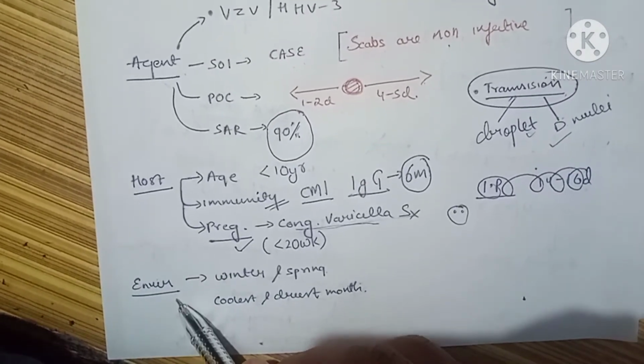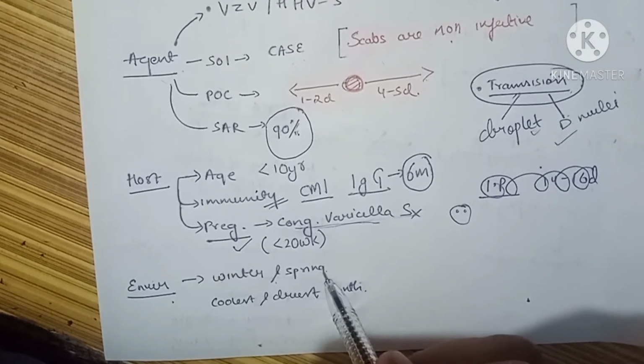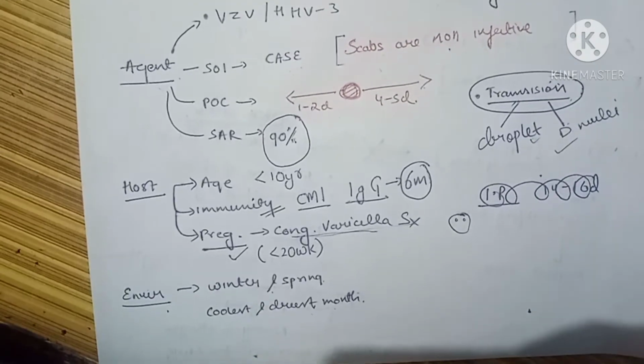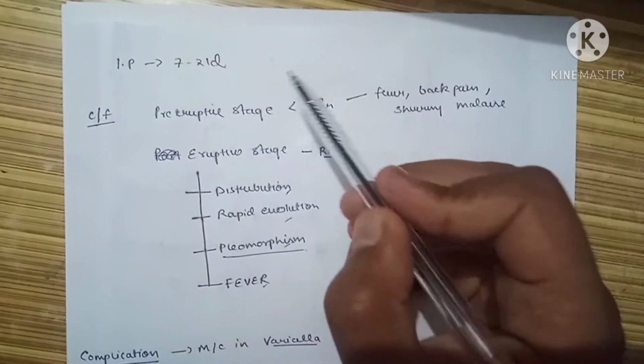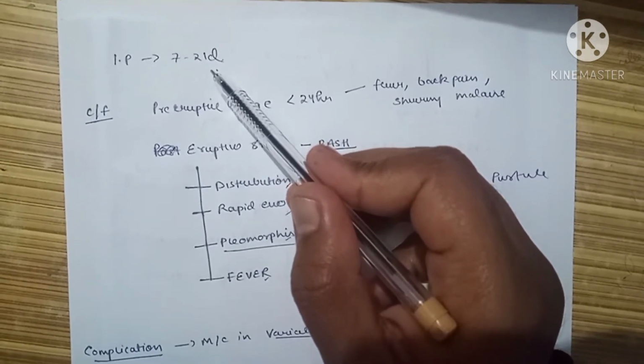The environmental factor, we need to remember that this disease occurs in winter and spring and in the coolest and driest of months. Let's talk about the incubation period of chickenpox, that is 7 to 21 days.